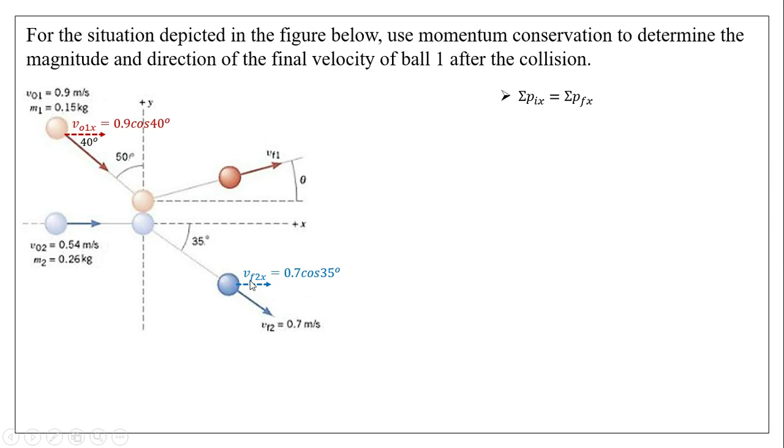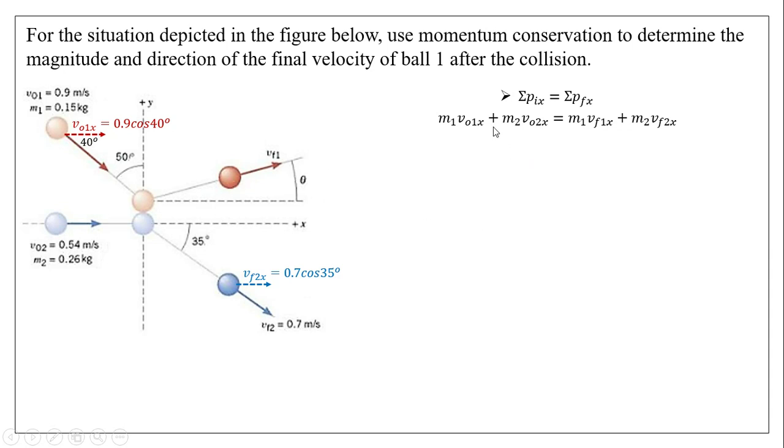I didn't label it for you because these are two parallel lines cut by a diagonal, which suggests that this is 35. Where my cursor is right now, that's also 35. The only thing I'm missing here is VF1x, so that's what I need to find. If I set up my conservation of linear momentum in the x direction, I will eventually find VF1x.